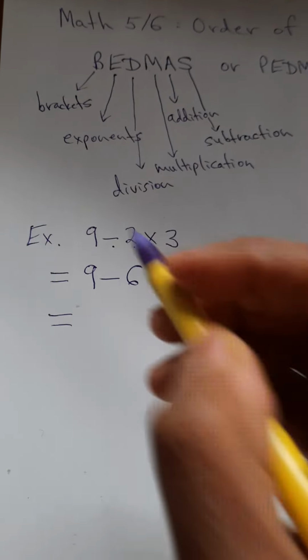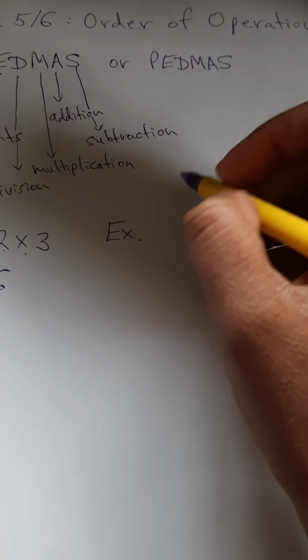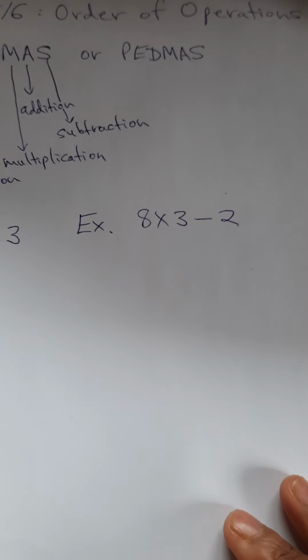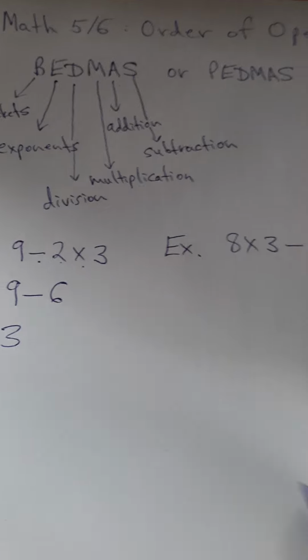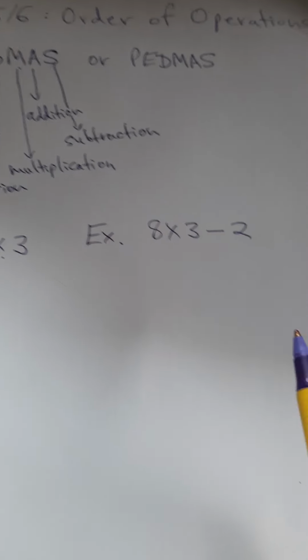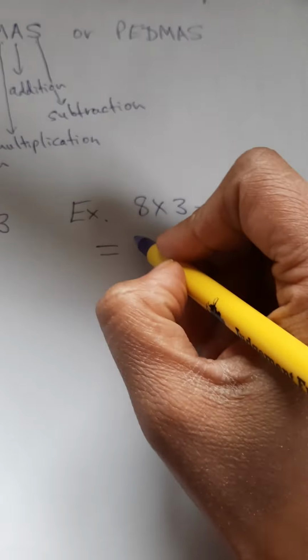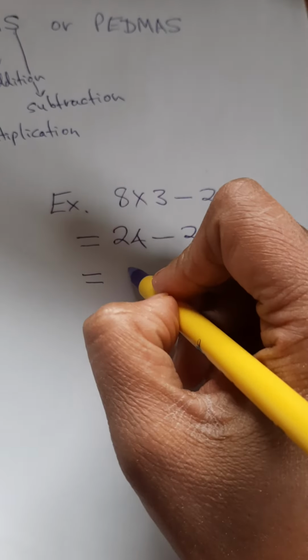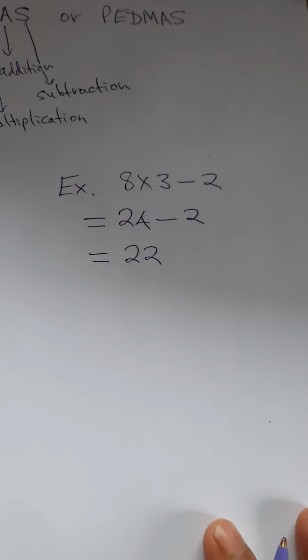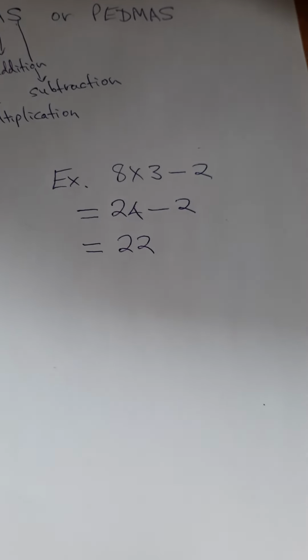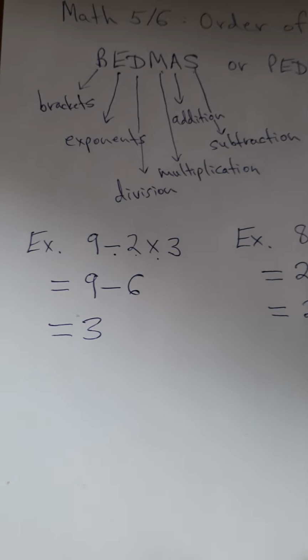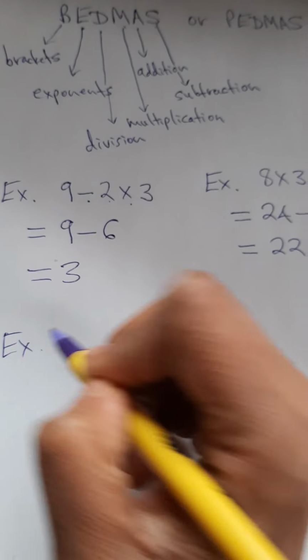So let's try another example here. I'm doing 8 times 3 minus 2. One more time, we're looking at BEDMAS. I want to make sure that I am multiplying in this example before I subtract. So we're going to do 8 times 3, which is 24, take away 2. And 24 take away 2 is equal to 22. So that's my final answer. So you can see it is quite simple. I just have to make sure I'm following the order here. So with that, let's go to the next example.